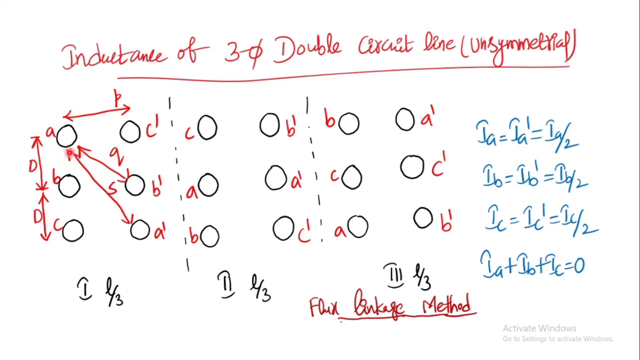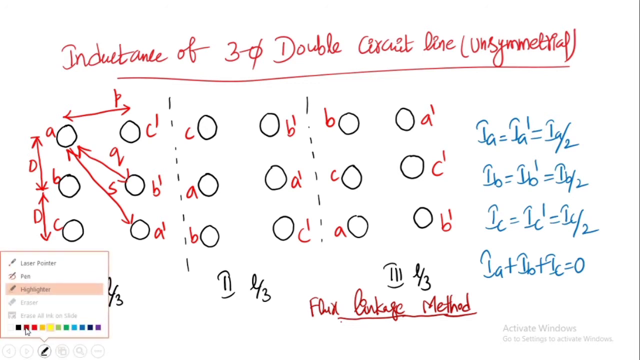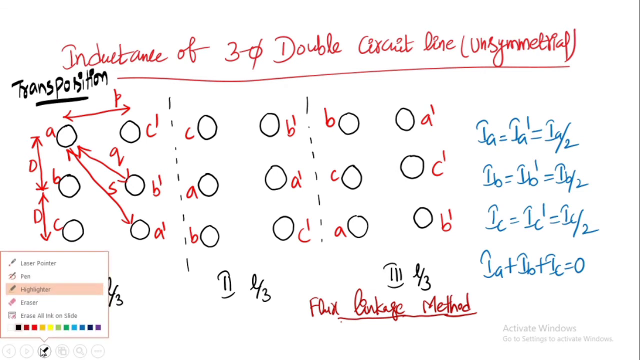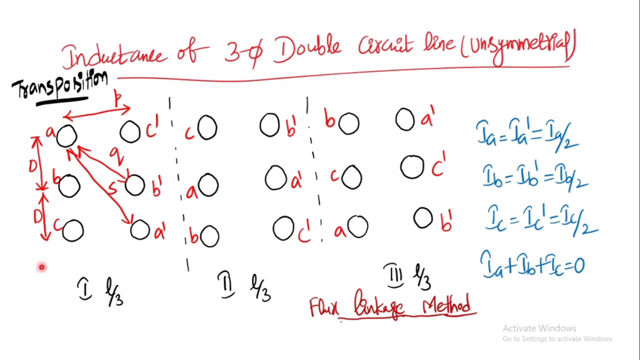Now, see, as the conductors are arranged in an unsymmetrical fashion, we need to do transposition. Is it right? So, transposition is nothing but cyclic interchange. You know this already. The meaning of transposition is the cyclic interchange of three-phase conductors at regular intervals. What is the regular interval which we are following? L by 3 distance is the regular interval.